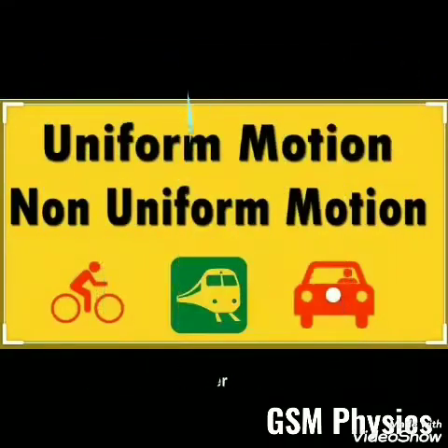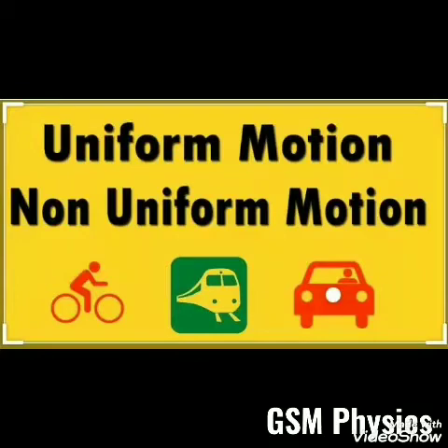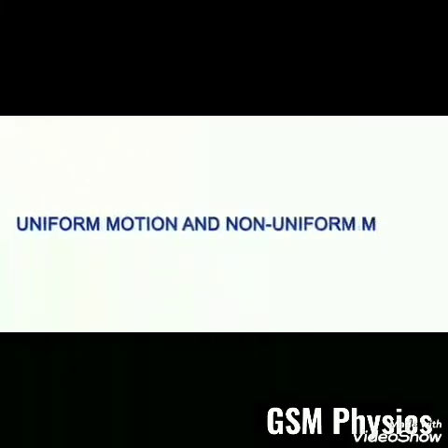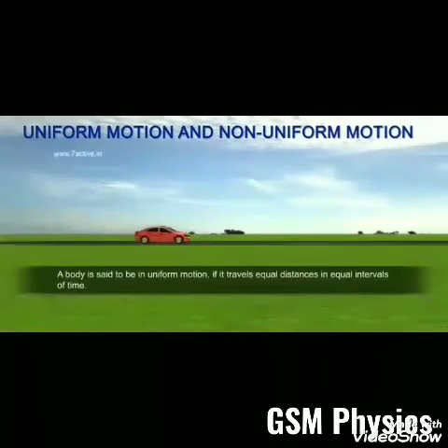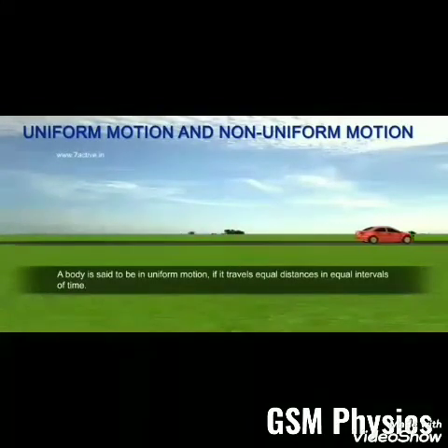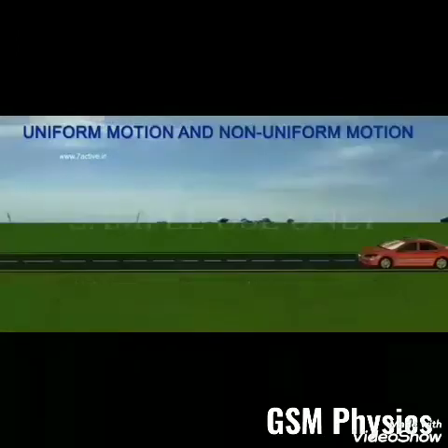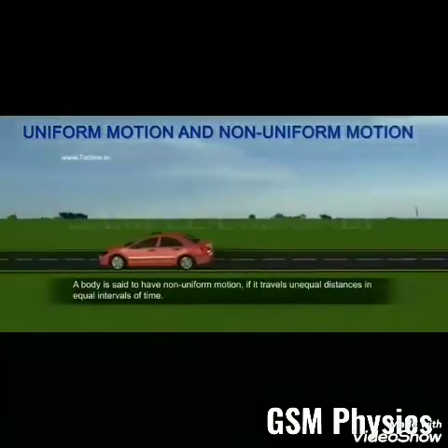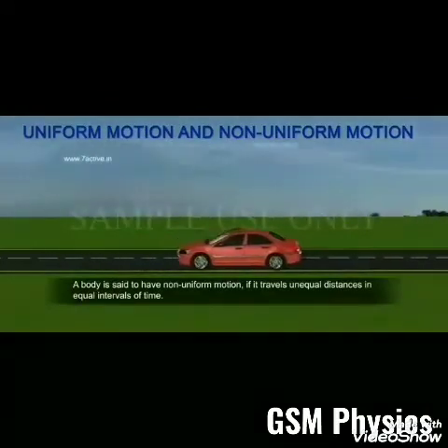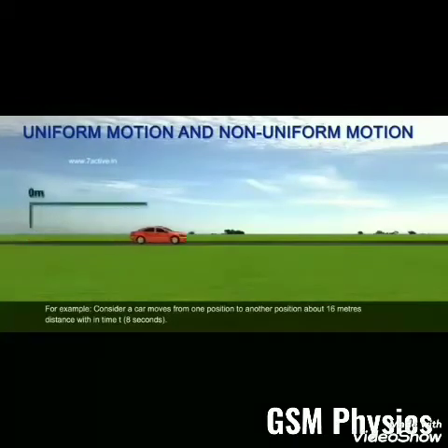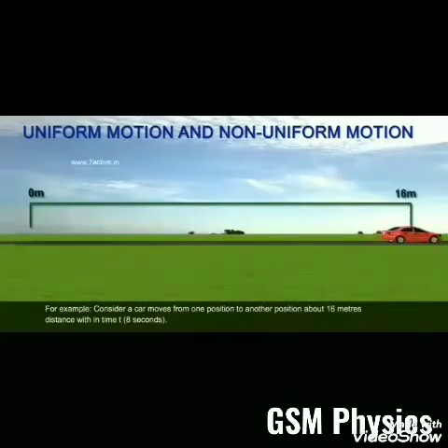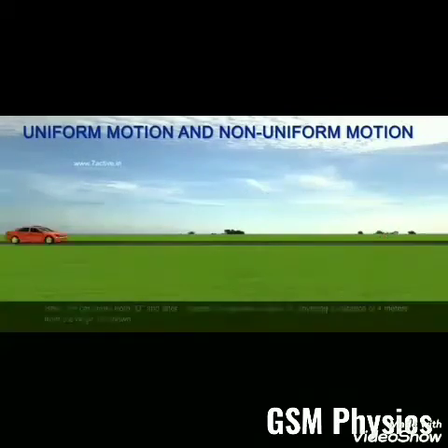Then we're going to see about uniform motion and non-uniform motion. It is an interesting topic. A body is said to be in uniform motion if it travels an equal distance in an equal interval of time. A body is said to have non-uniform motion if it travels an unequal distance in an equal interval of time. For example, consider a cord that moves from one position to another about a 16-meter distance in a time of 8 seconds.